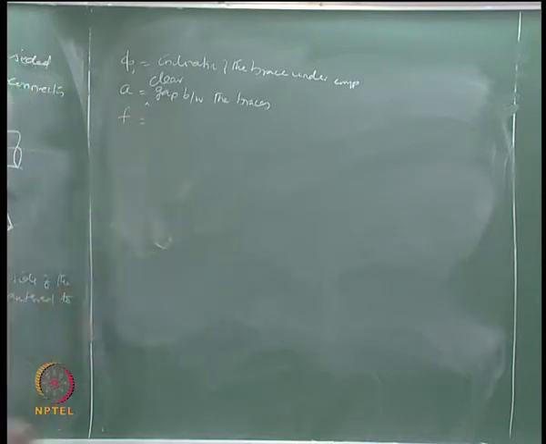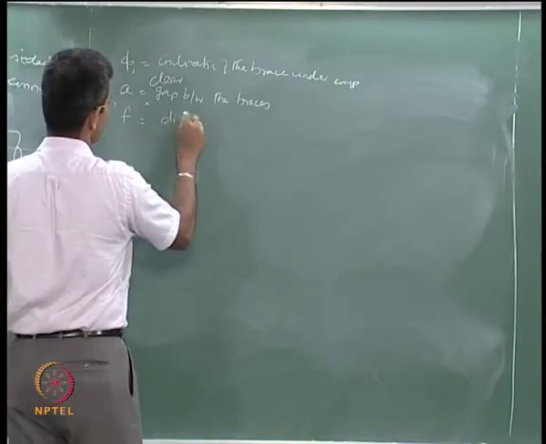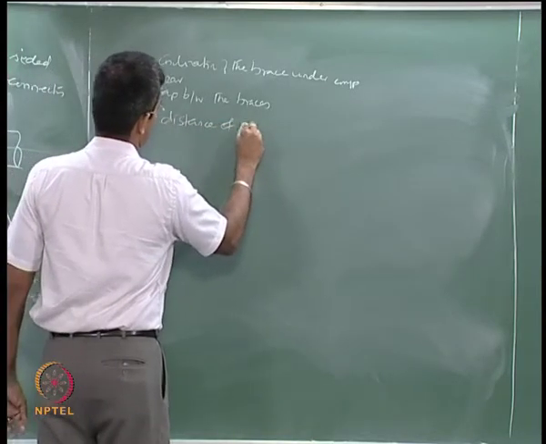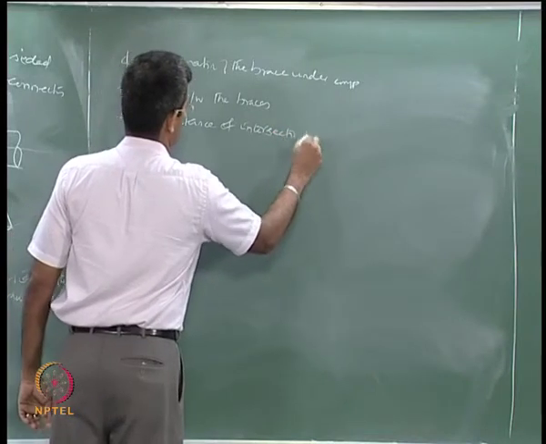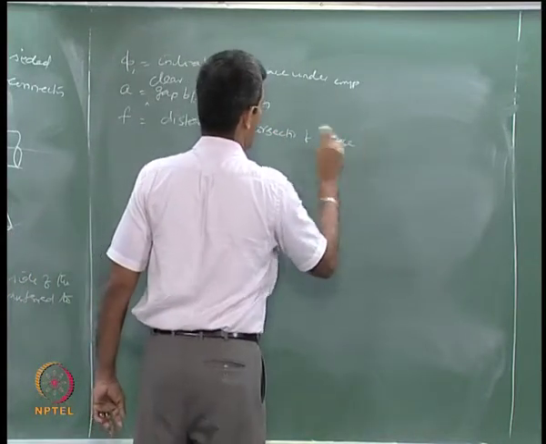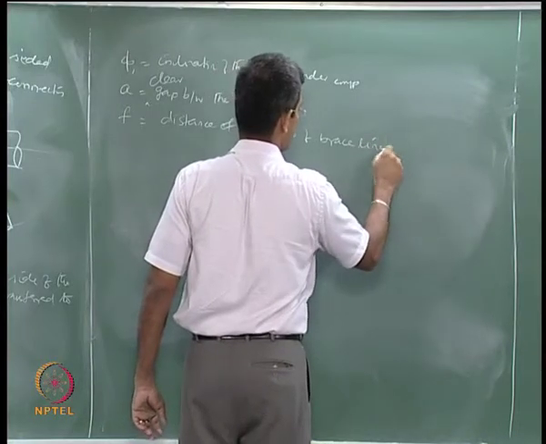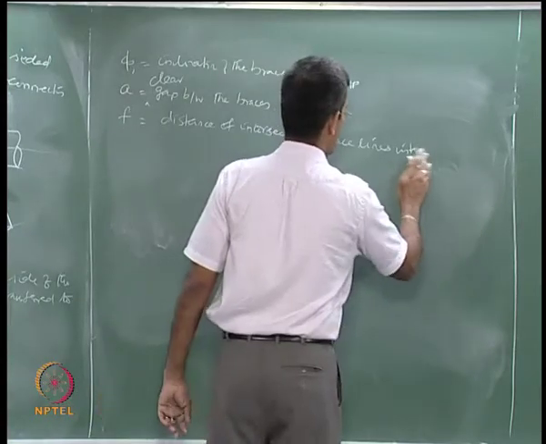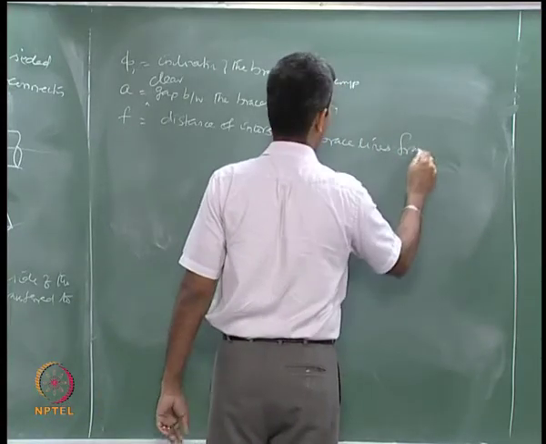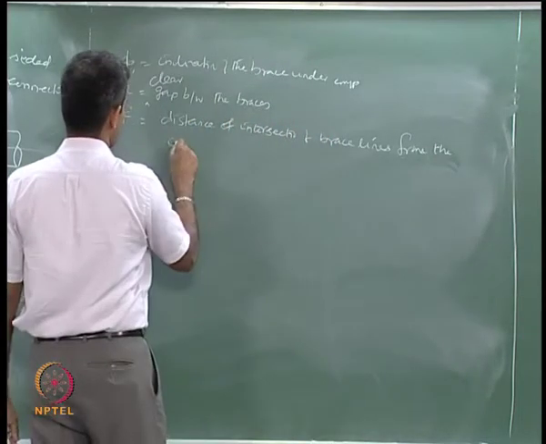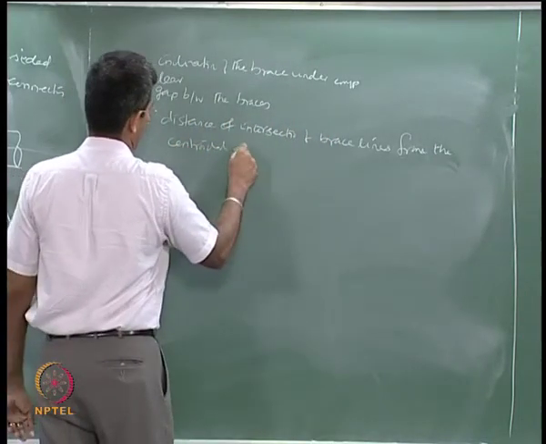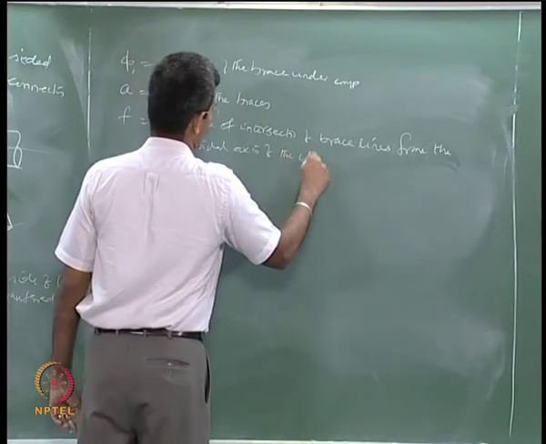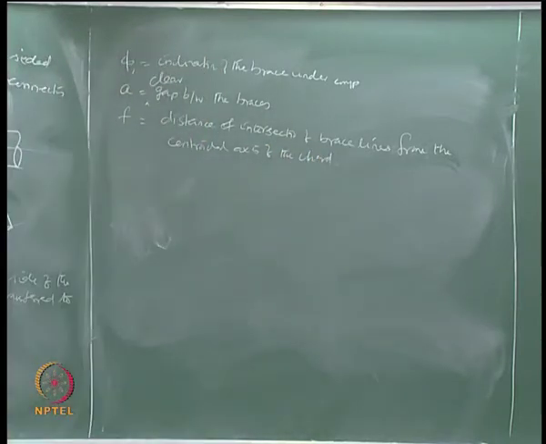F is the distance of intersection of brace line with or from the centroidal axis of the chord. This is F. Okay.